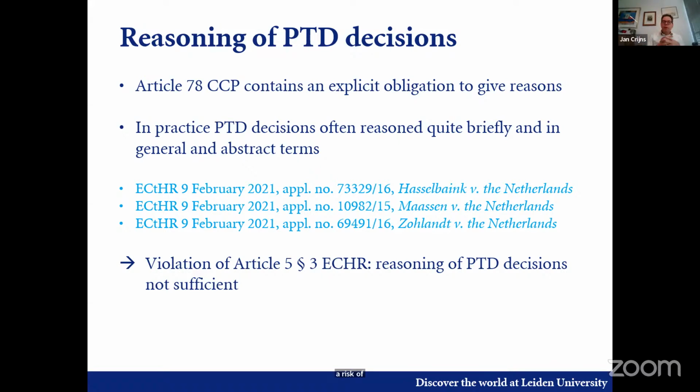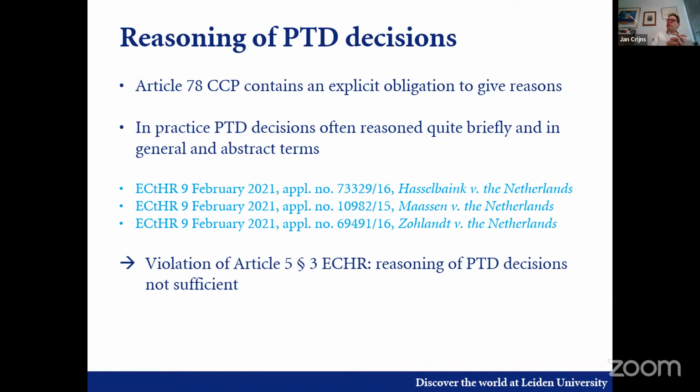There is a suspicion of a crime which is threatened by at least 12 years imprisonment, so the public order is threatened. And the European Court of Human Rights is critical of this practice in the Netherlands. Quite recently, last year in February, the Netherlands was convicted by the Court of Human Rights for the poor reasoning of our pretrial detention decisions.